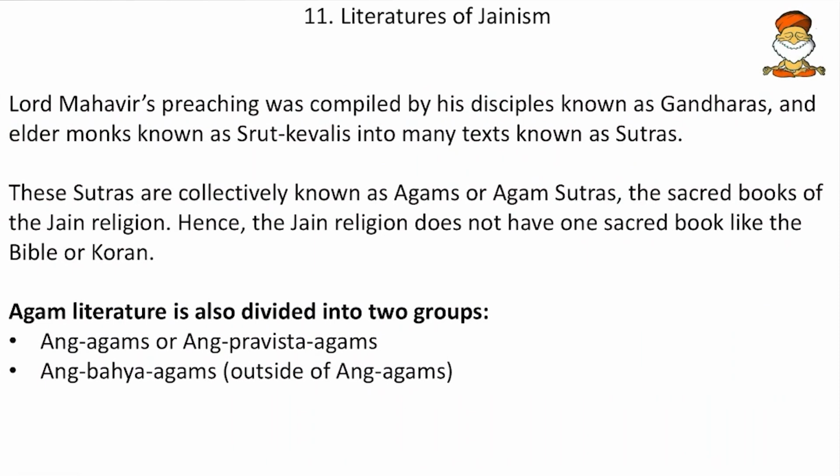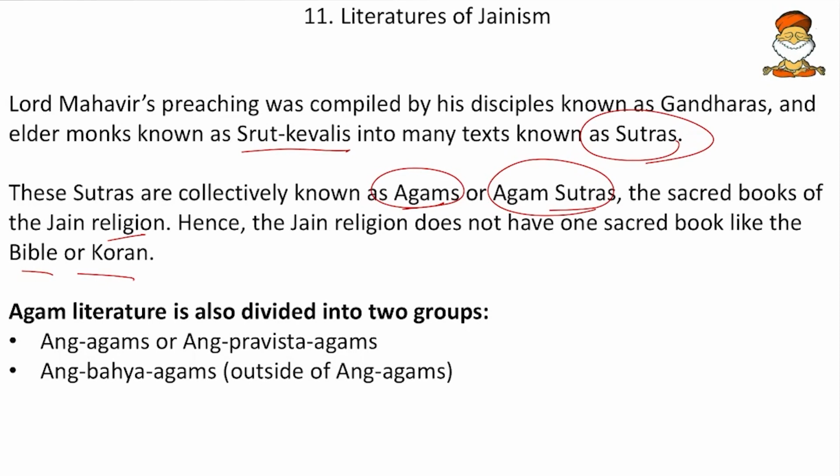So here, Lord Mahavir's preaching was compiled by his disciples known as Gandharas and the elder monks known as the Shrut Kevalis into many texts known as sutras. So these sutras are the sacred texts of Jainism. And these sutras are collectively known as agamas or also agam sutras and the sacred books of Jain religion. And here, the Jain religion does not have one sacred book like the Bible or Quran, so they have many agam sutras.